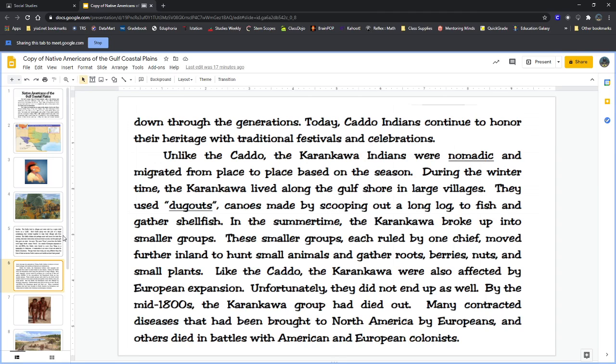Okay. So during the winter it gets cold. So maybe they all had one big group in the winter so that it was easier for them to keep warm. Maybe.